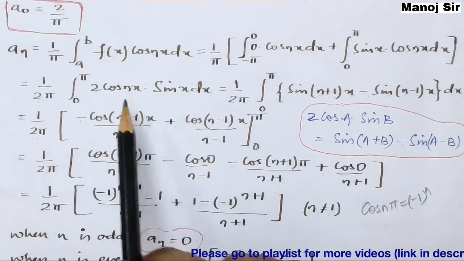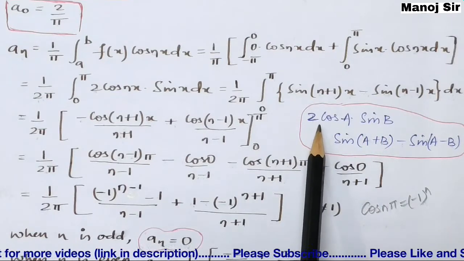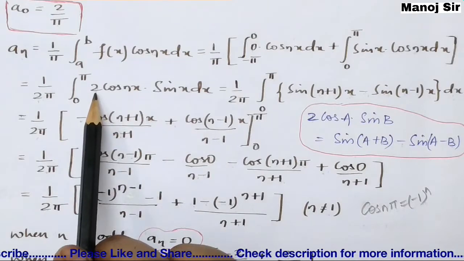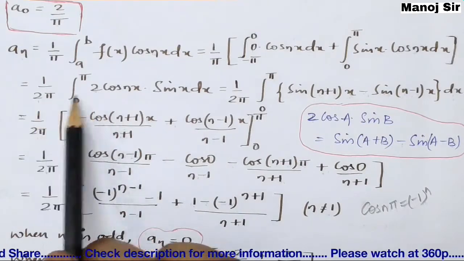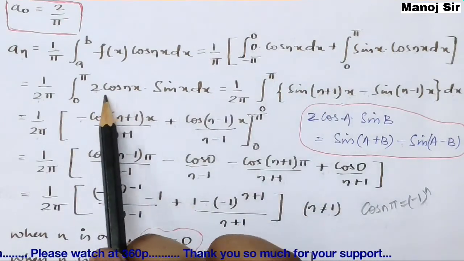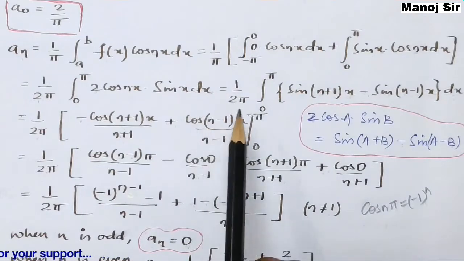Here we will be using this formula, that is 2 cos a sin b. For this we need to have 2 here, so we will multiply and divide by 2. So this is going to be 1 upon 2 pi, integration 0 to pi, 2 into cos nx into sin x dx.